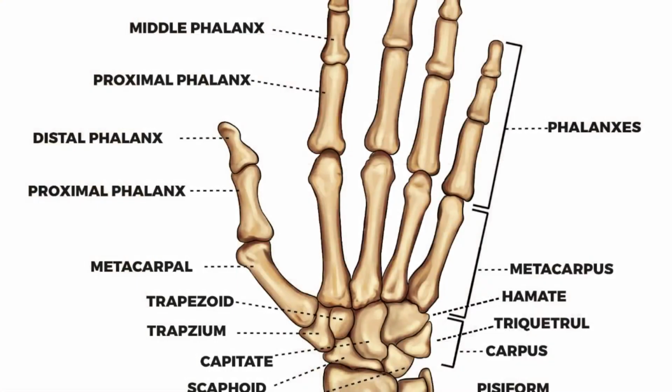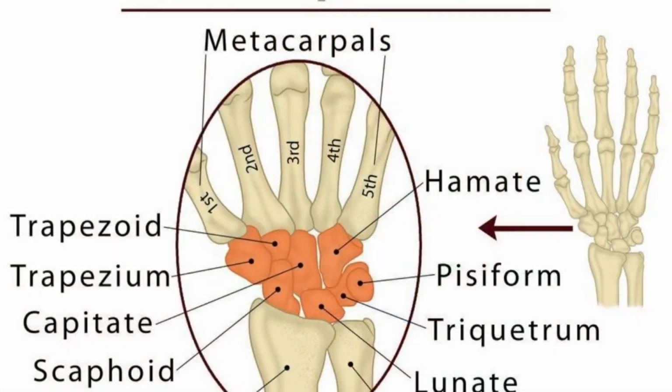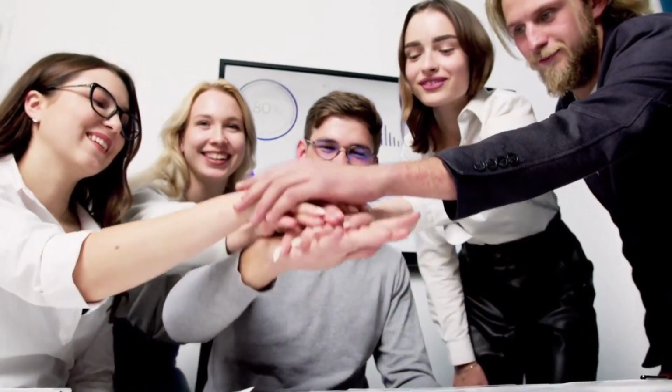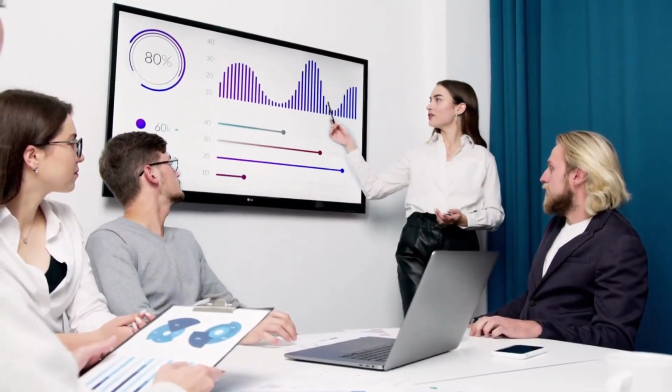Carpals, metacarpals, and phalanges bones, what are they? The carpals are the wrist bones, the metacarpals are the bones of the palm, and the phalanges are the bones of the fingers. These bones provide structure and support for the hand and fingers, enabling various movements such as grasping, manipulating objects, and fine motor tasks.